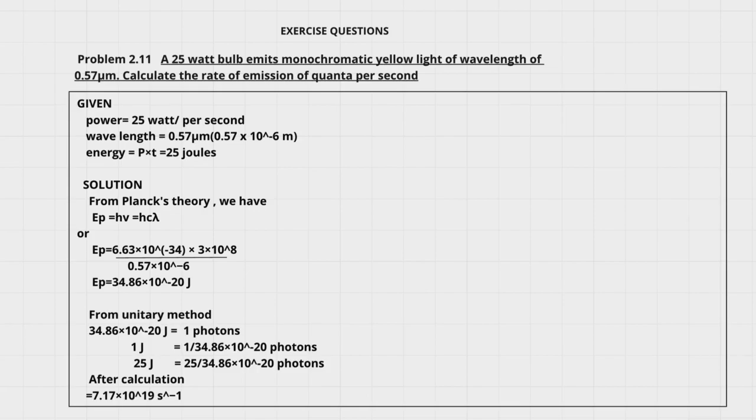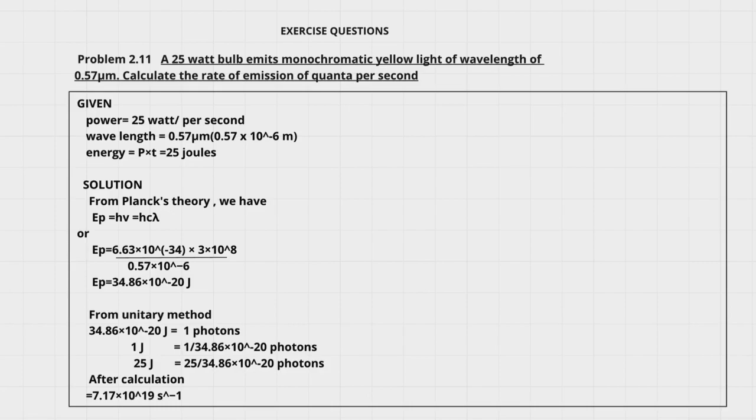Now substitute the values. Energy is equal to h into speed upon lambda. Speed of light is equal to 3 into 10 raised to the power 8 meter per second. Energy is equal to 6.63 into 10 raised to the power minus 34 multiplied by 3 into 10 raised to the power 8 divided by 0.57 into 10 raised to the power minus 6. After calculation, energy is equal to 34.86 into 10 raised to the power minus 20 joules.